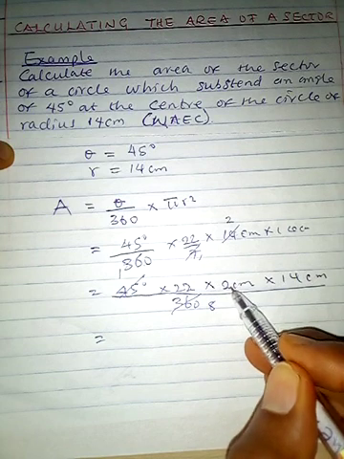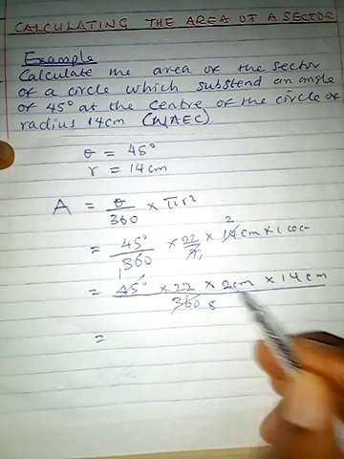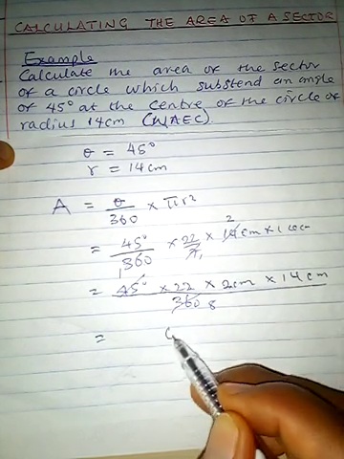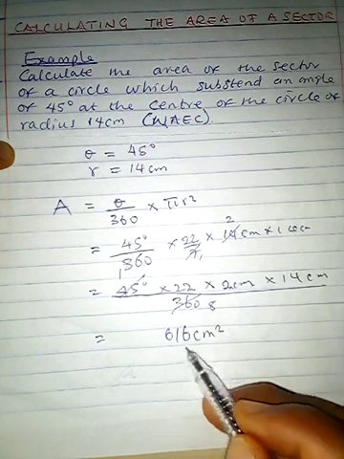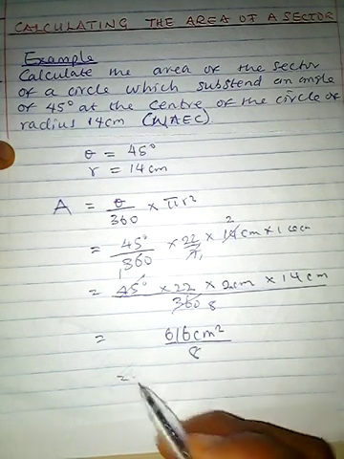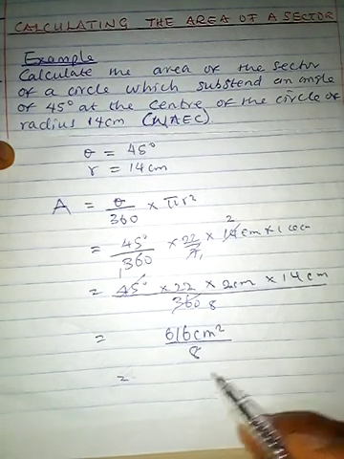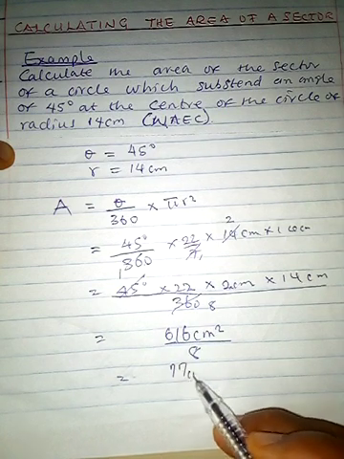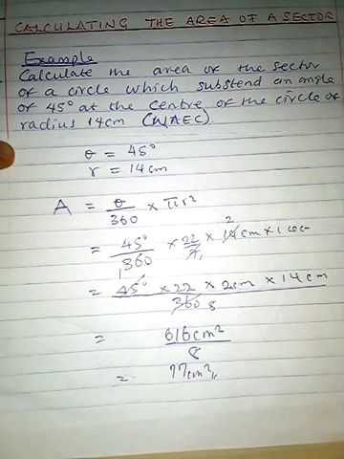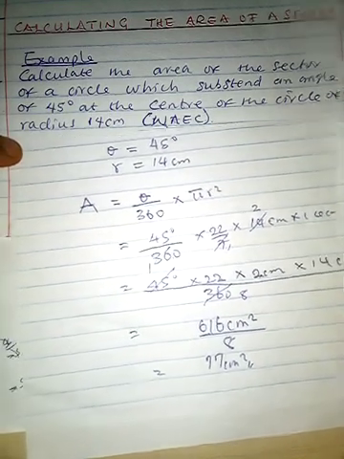22 times 2 is 44. 44 cm times 14 is going to give us 616 centimeters squared over 8. By the time we divide 616 cm by 8, we are going to have 77 centimeters squared. That forms the area of the sector.